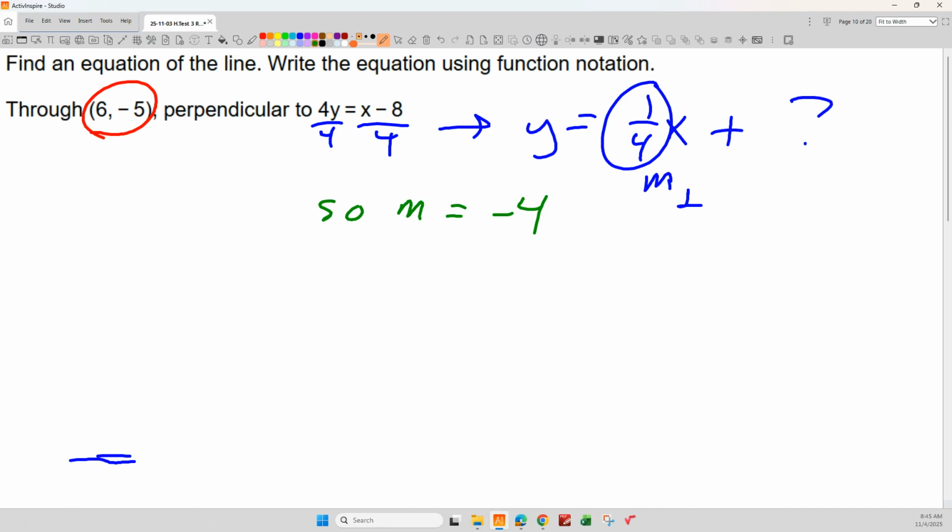I'm just going to stop there. From there, we're just going to plug that into point slope and simplify, right? Okay, give me thumbs. We good? Okay.